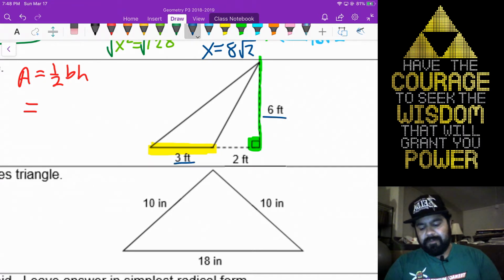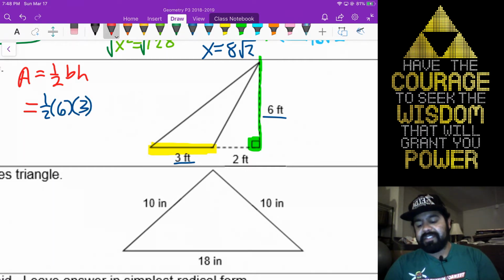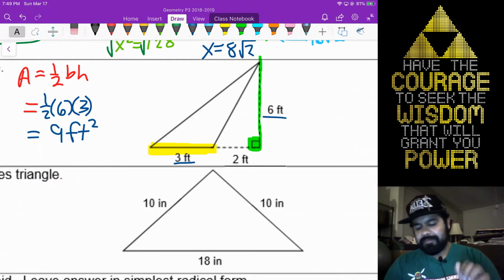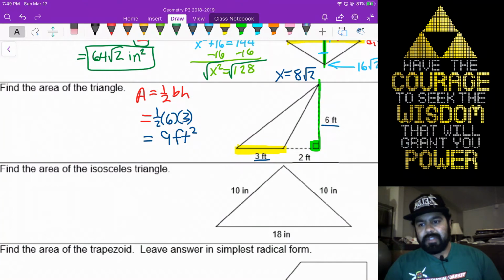So we have 1/2 of 6 times 3. So I know that 6 times 3 is 18. 18 divided by 2, that's going to be 9. And then feet squared. Thanks, Jake, I appreciate it. Alright, not too bad.